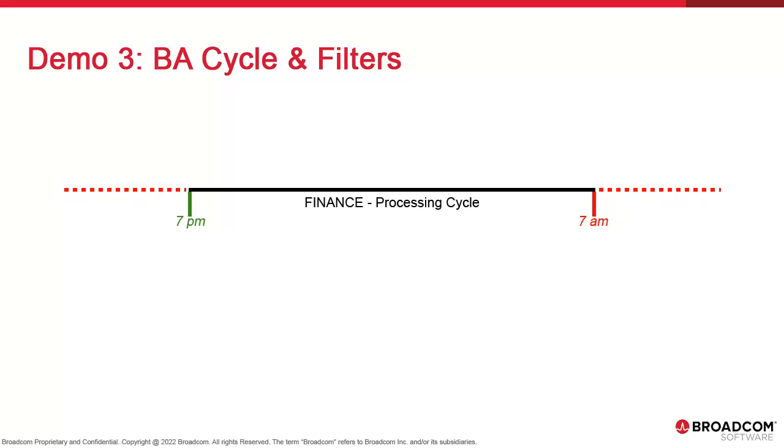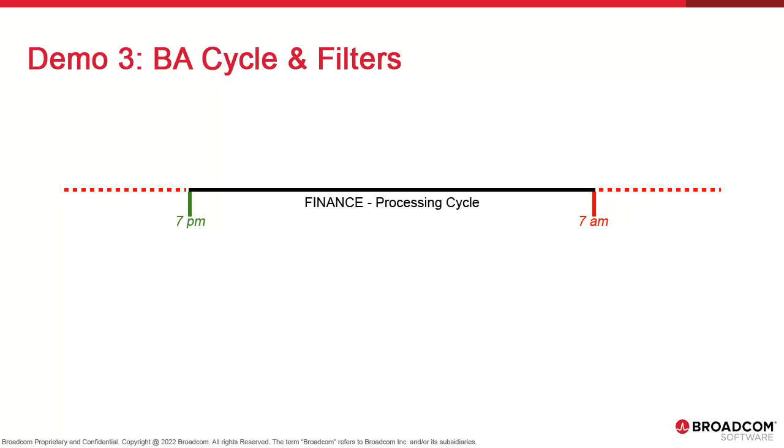Sales from 3 p.m. to 9 p.m., Finance from 5 p.m. to 11 p.m., Ops from 9 p.m. to 9 a.m., and so forth. These cycles can be calculated automatically based on historical records, derived from the parent area, or set manually.